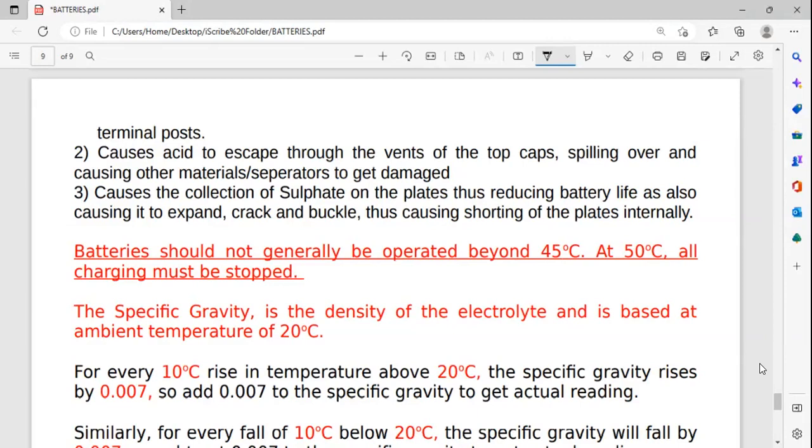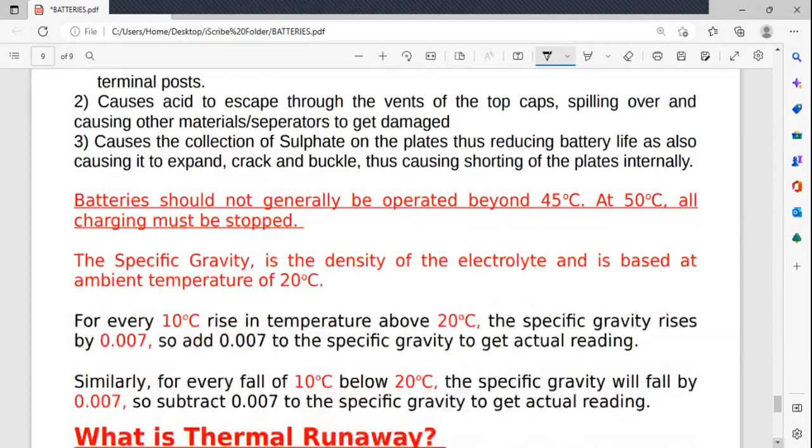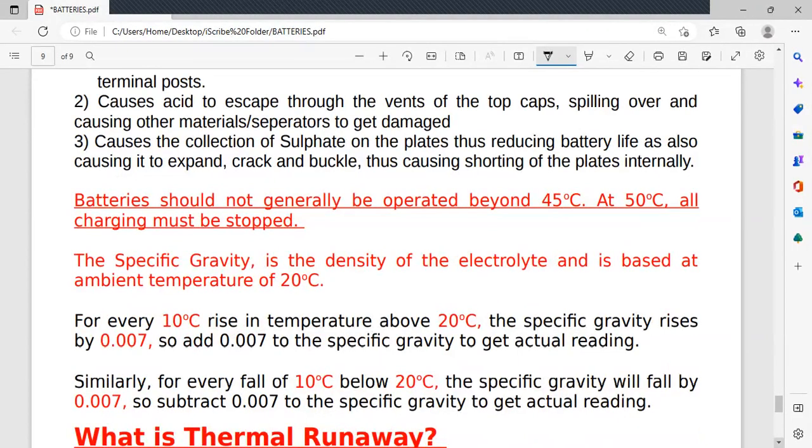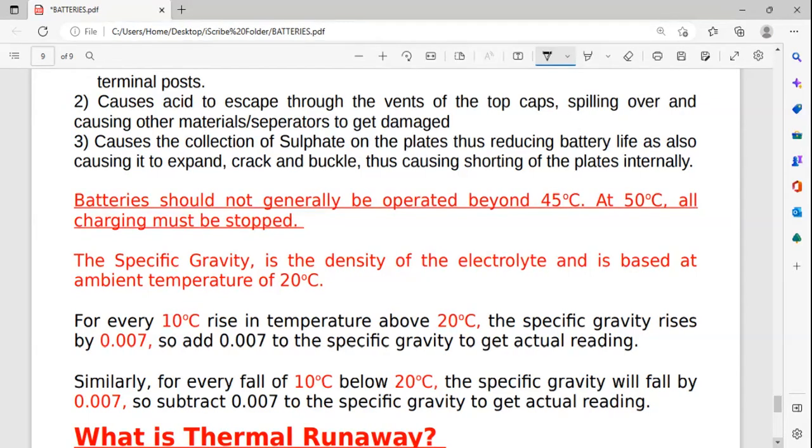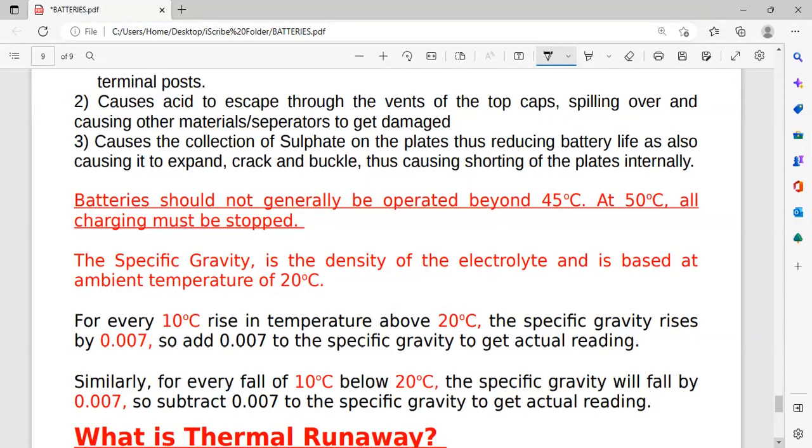Okay. Specific gravity with regard to your temperature: the specific gravity is generally taken at 20 degrees. Now, nobody has a constant 20 degrees around the world. It keeps varying from place to place. So basically the specific gravity, that is 1.280 that you are taking, is to be at 20 degrees centigrade. So for every 10 degrees rise in temperature above 20 degrees, you should add 0.007 to whatever that reading is. Okay, so that 1.280 that we are talking about, specific gravity.